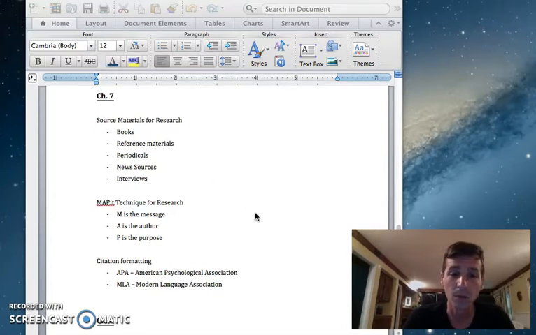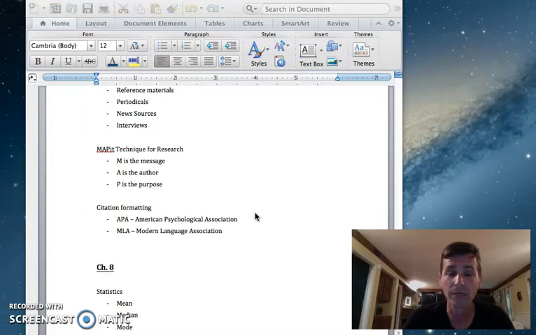Next, the book talked about what we call the MAP-IT technique for research. The main thing you need to know is what those letters stand for. M stands for the message, A stands for the author, P stands for the purpose. And then finally, know the two main formats of citing or works cited that I accept in this class, which are MLA and APA. It would also be helpful to know what those stand for: American Psychological Association, Modern Language Association.